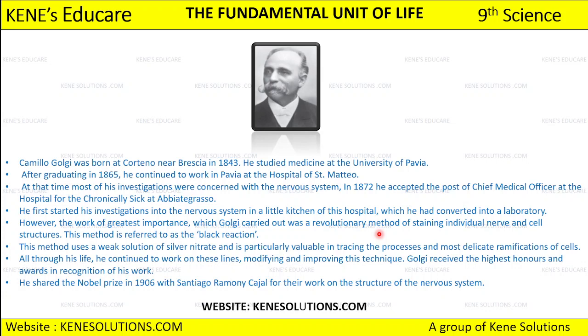Okay, so this method, it uses a weak solution of silver nitrate and is particularly valuable. अब ये जो method है black reaction या staining an individual nerve, वो एक weak solution use करता है silver nitrate का and is particularly valuable. Now why this weak solution of silver nitrate is used? Because it is valuable in tracing the process, as well as it is one of the most delicate ramifications of the cell that we are having.